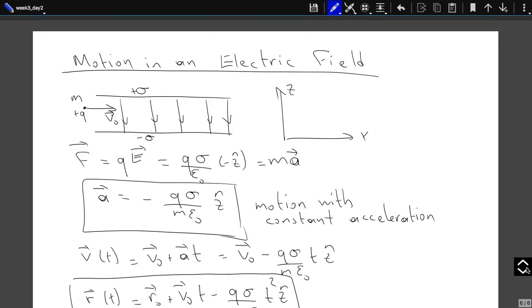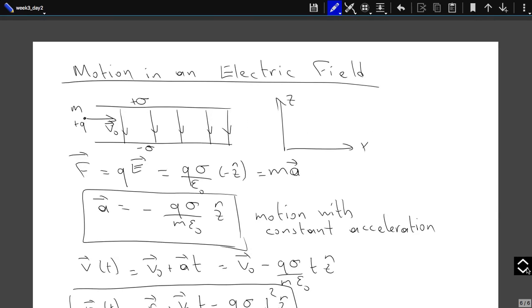Why is the acceleration constant? Well, if you look here, the force turns out to be constant, independent of the position, since they are infinite plates, almost infinite plates. Since the force is constant, acceleration is constant. It doesn't change.